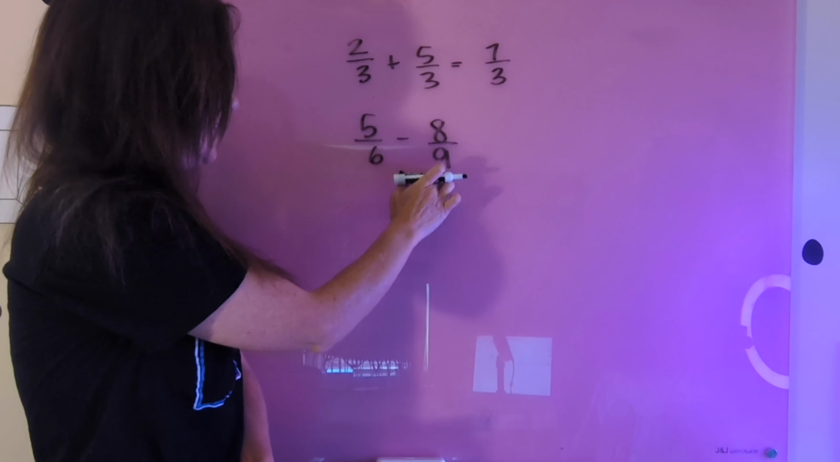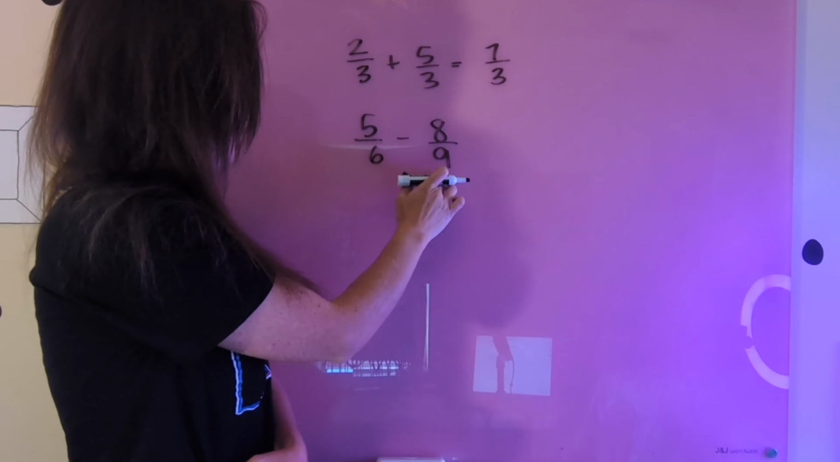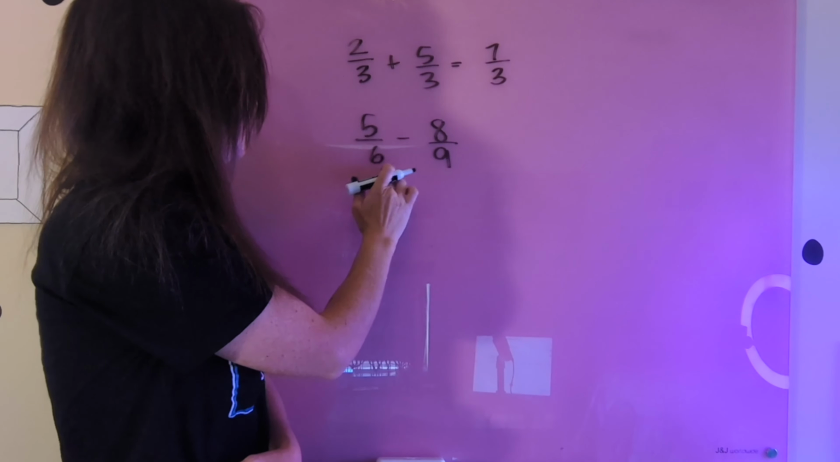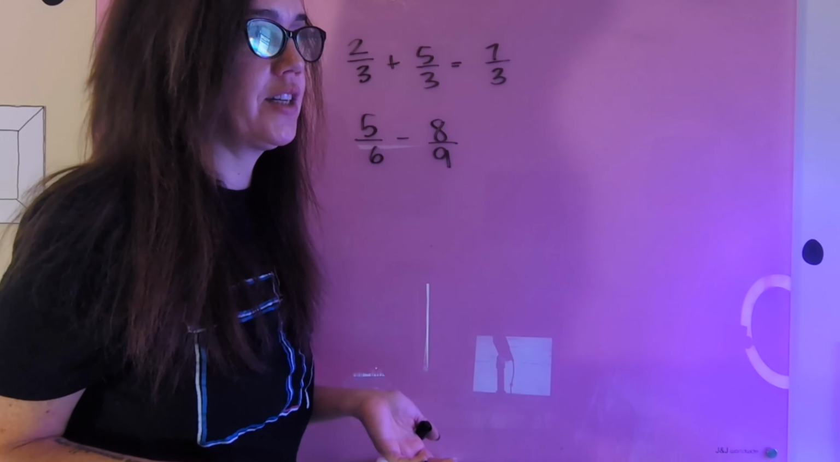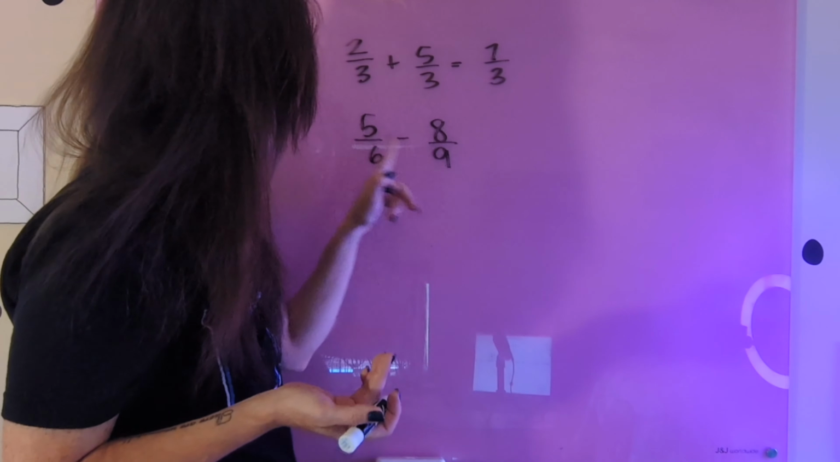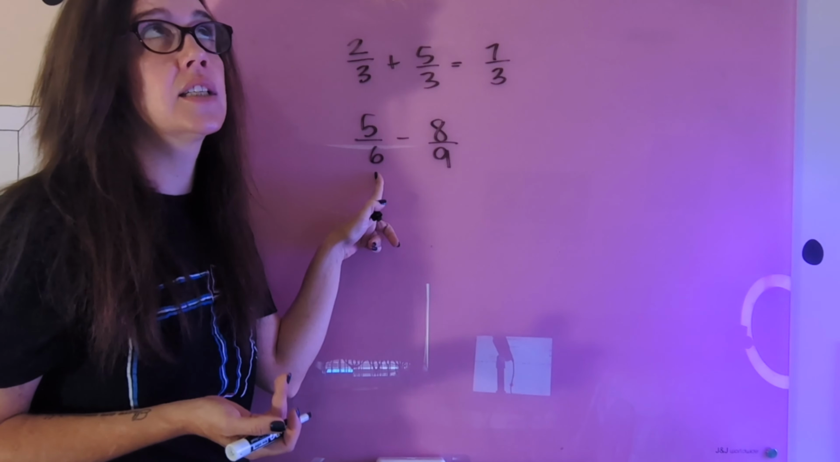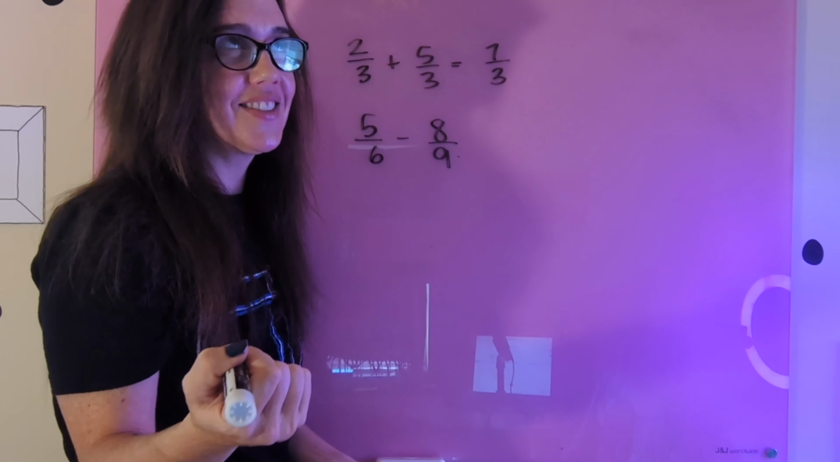Let's see. 6 times 9. I don't know, what is that? Like 54 or so. We could do that. We could always just do that. Let's see. Is there a number that 6 and 9 both divide into? What about 36? 9 can get to 36. 6 can get to 36. Let's do that. Okay. So 9 times what is 36?